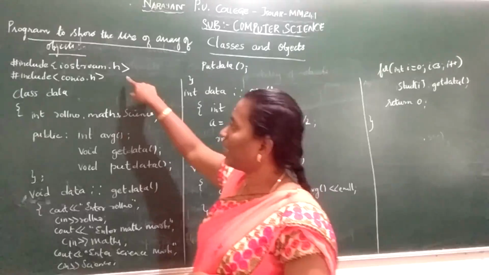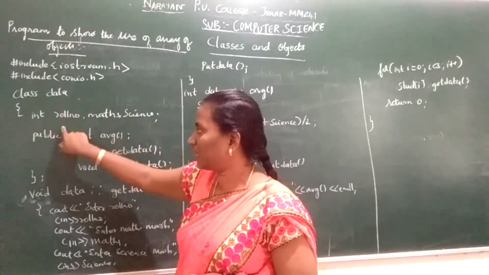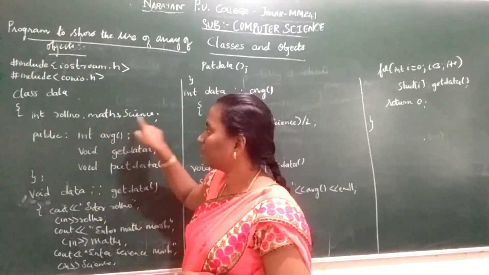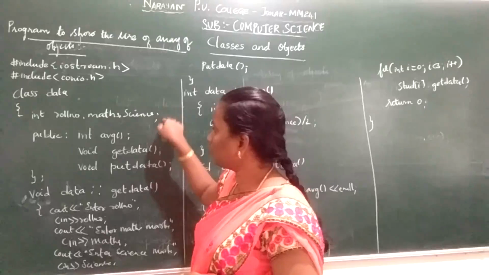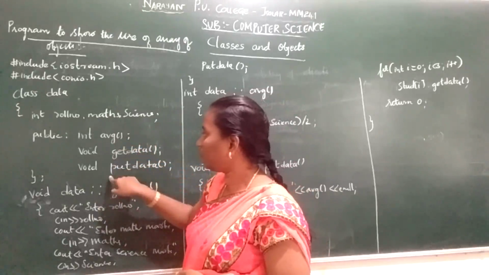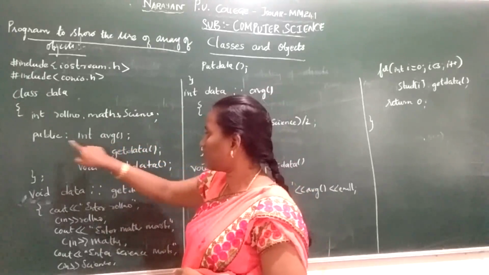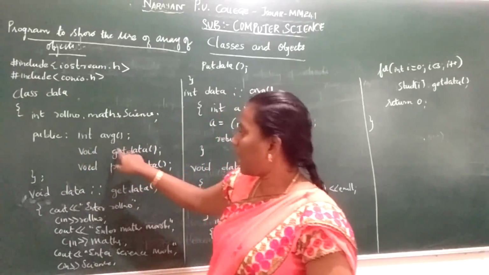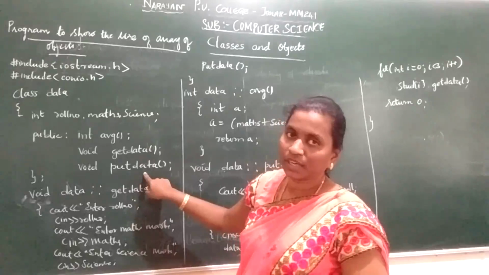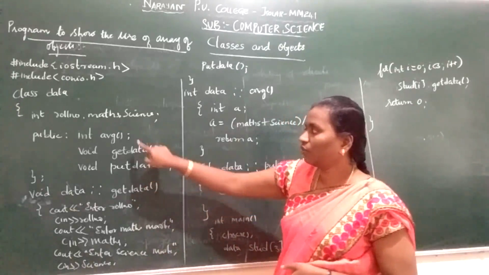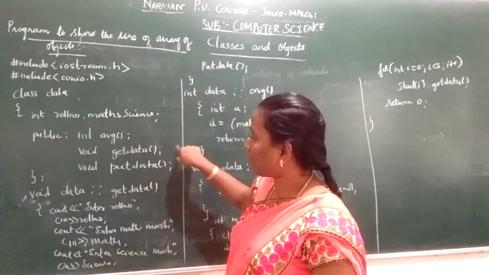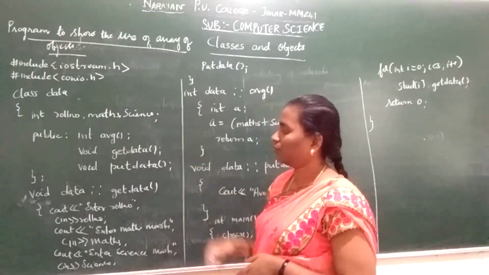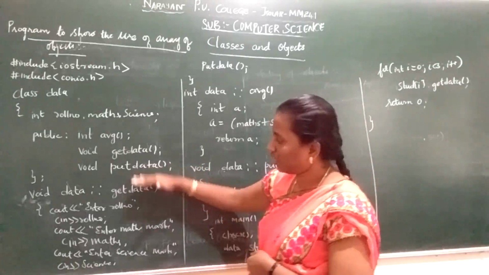So we have included the data file. My class name is data. I have three data members: roll number, math and science. These are my three member functions, which have public access specifier: average, get data and put data. Put data you can use as display too. So there are three operations here, called member functions: average, get data and put data. This definition I have defined outside the class.